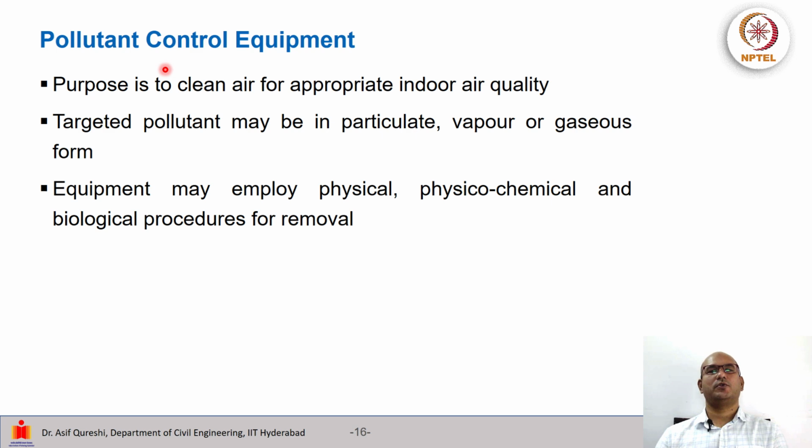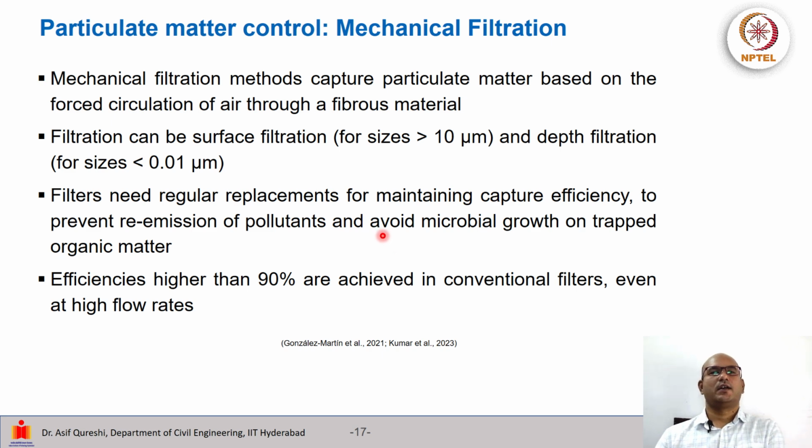Then we have the actual pollution control equipment, whose purpose would be to clean the air and achieve some specified appropriate indoor air quality. The target pollutant may be particulate, vapor or gaseous. Equipment may employ physical, physicochemical and biological procedures for removal. Mechanical filtration is the first one we will look at. This mechanical filtration can capture particulate matter based on the forced circulation of air through a fibrous material.